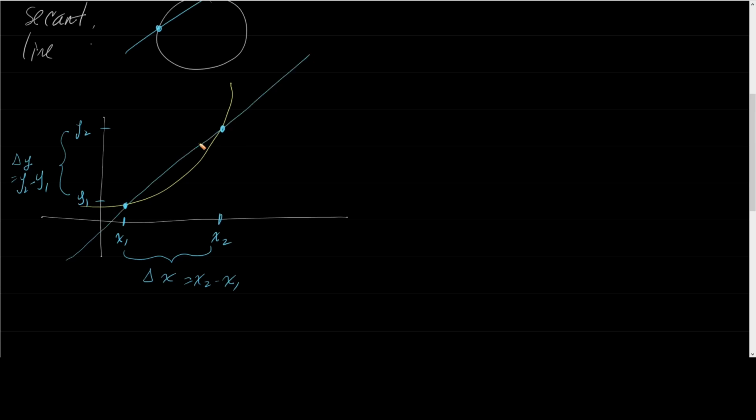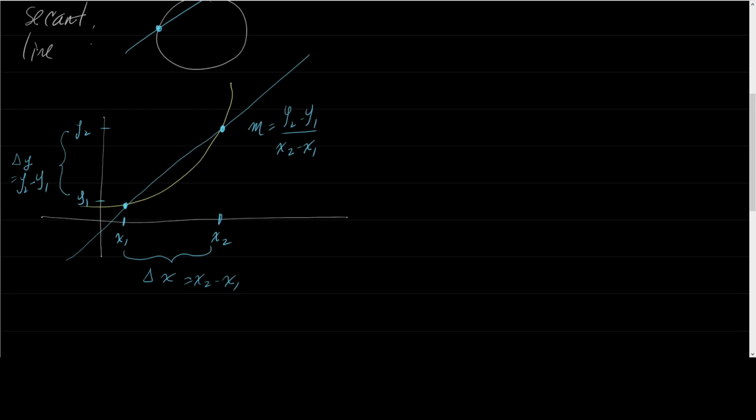Now, if I draw a line, a secant line, going through these two points, like so, the slope for this line, let's consider that. The slope for this line would be y sub 2 minus y sub 1 over x sub 2 minus x sub 1. But we don't really care about this line because this is the secant line.